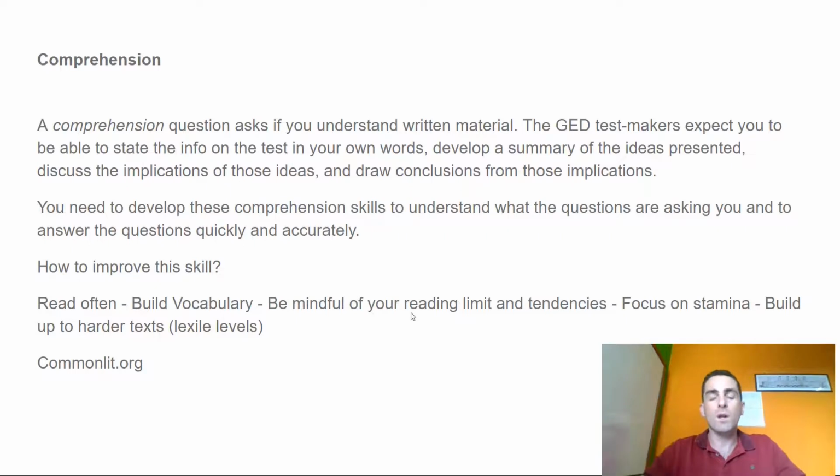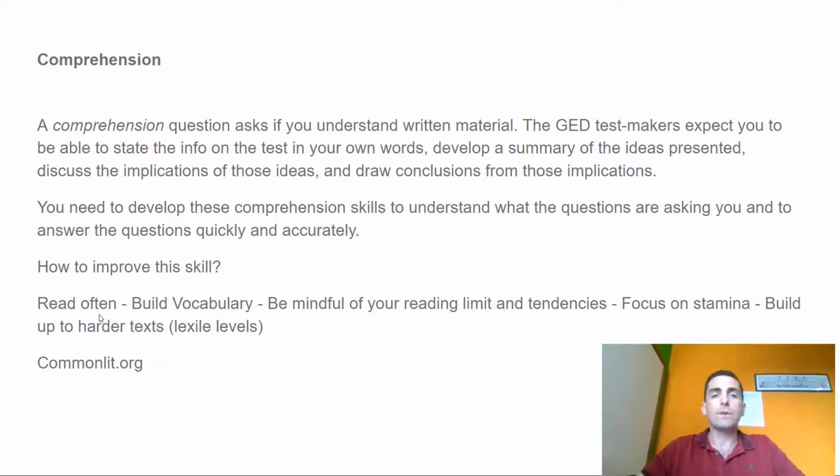Okay, so we all know what comprehension is, don't we? It's understanding the information presented in front of us. But how can we improve this skill? Well, there's different ways you can do it, and you'll find a million different teachers tell you a million different things. This is just what works for me.